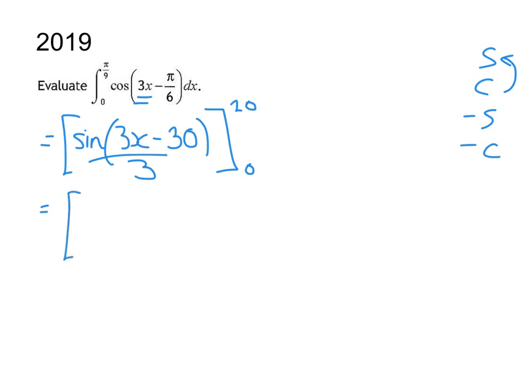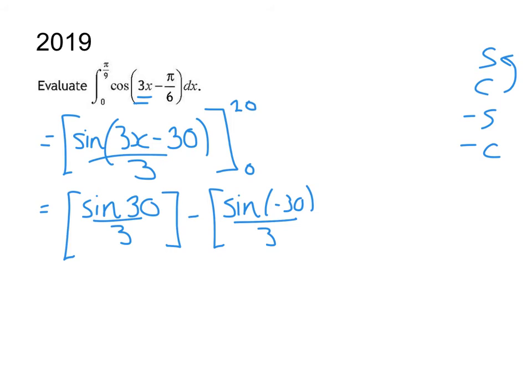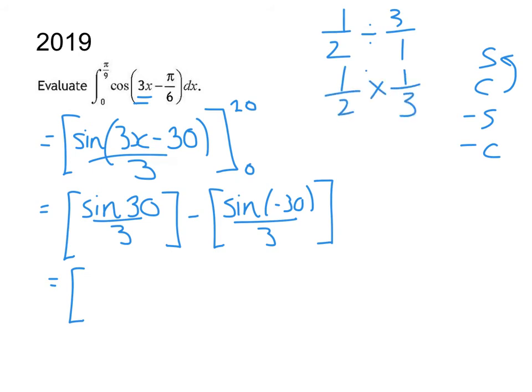Right, so when you sub in 20, this becomes 3 times 20 is 60. 60 take away 30 is 30. So this becomes sine 30 all over 3 for the first term. Take away sine of 0. 3 times 0 is 0. Take away 30. So sine of negative 30 all over 3. Right, sine of 30 is a half. So we've got a half divided by 3. Please remember, a half divided by 3 is the same as a half times 1/3 when it's flipped, so that's 1/6.